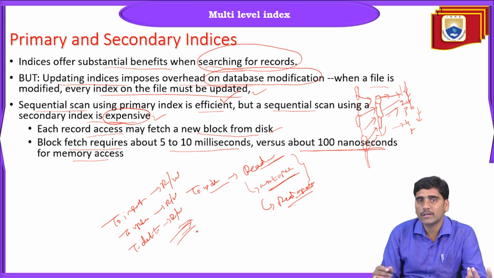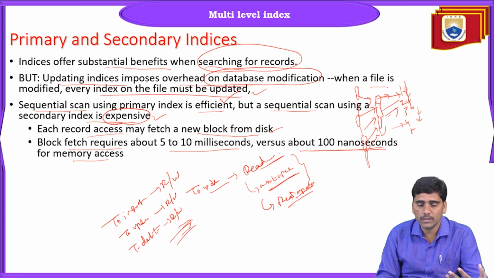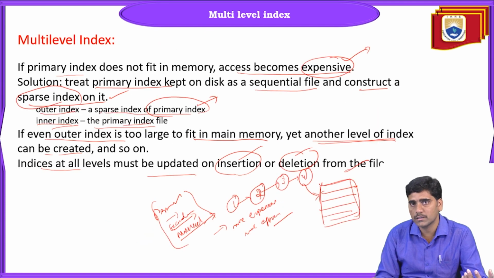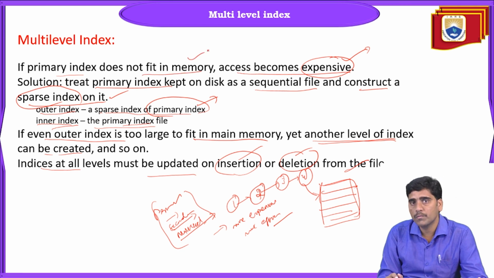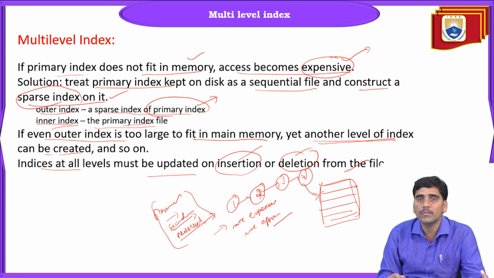Why are we creating all these primary and secondary indexes? To access the records in a very fast time, to retrieve the records very quickly. Multi-level indexes are offered, creating more indexes to access the records if the primary index does not fit into memory. If the primary index does not fit into main memory, access becomes expensive. At that moment we need to create a multi-level index.